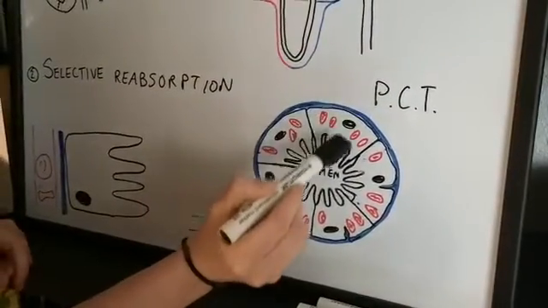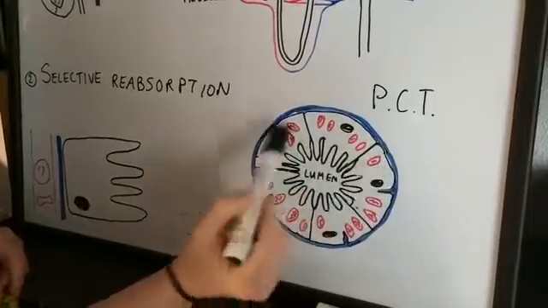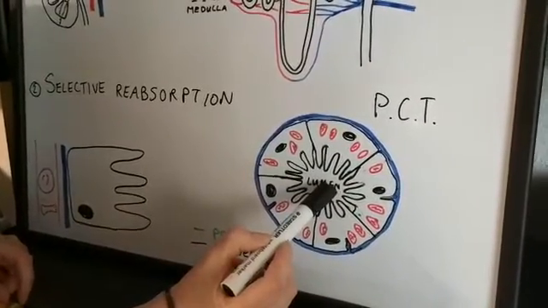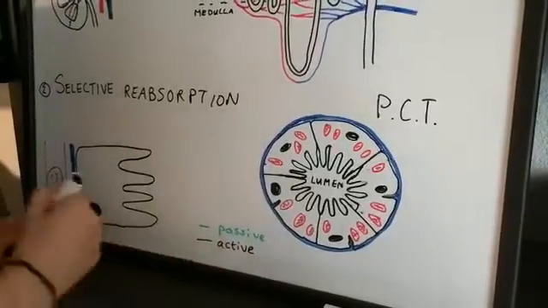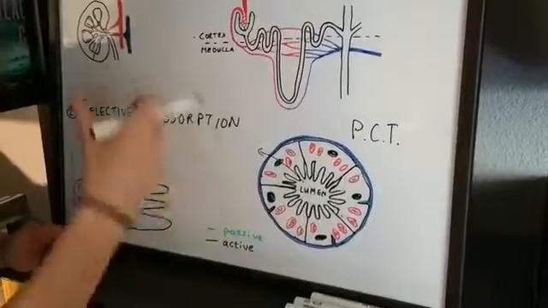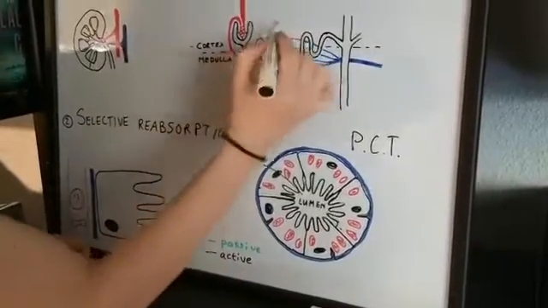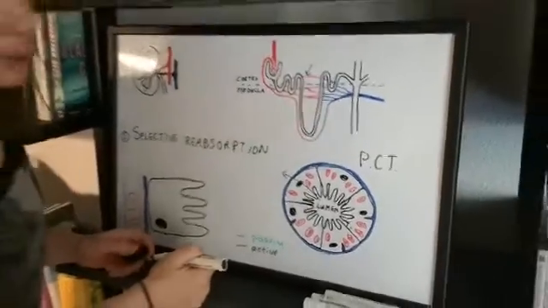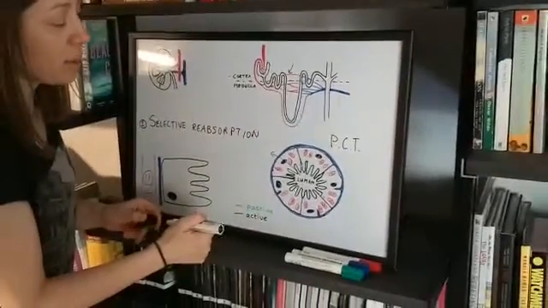These are the epithelial cells inside the wall of the PCT. This is the lumen. This is where your filtrate currently is, and it needs to get out through your cells and out beyond your tubule to get reabsorbed back into here, which is the peritubular capillaries. Okay, so we're going to have a look at that process.